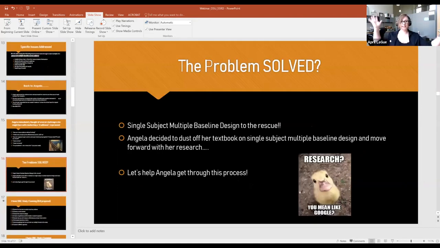So, single case, multiple baseline design to the rescue. And when I say research, I don't mean Google, which is what a lot of our millennials feel like we have, which oftentimes does answer a lot of our problems. But to show evidence, Google's not enough. So she decided to dust off her textbook and get moving. I'm going to do this. So let's help her through the process.